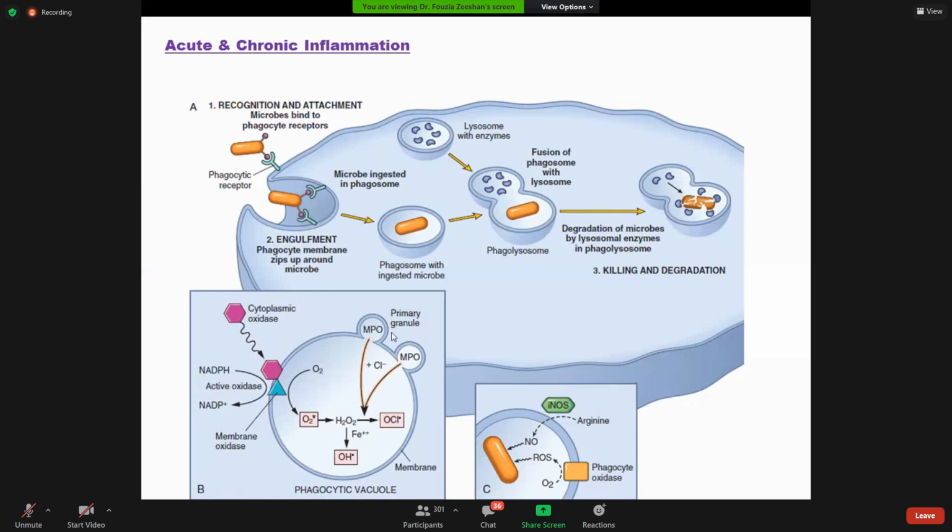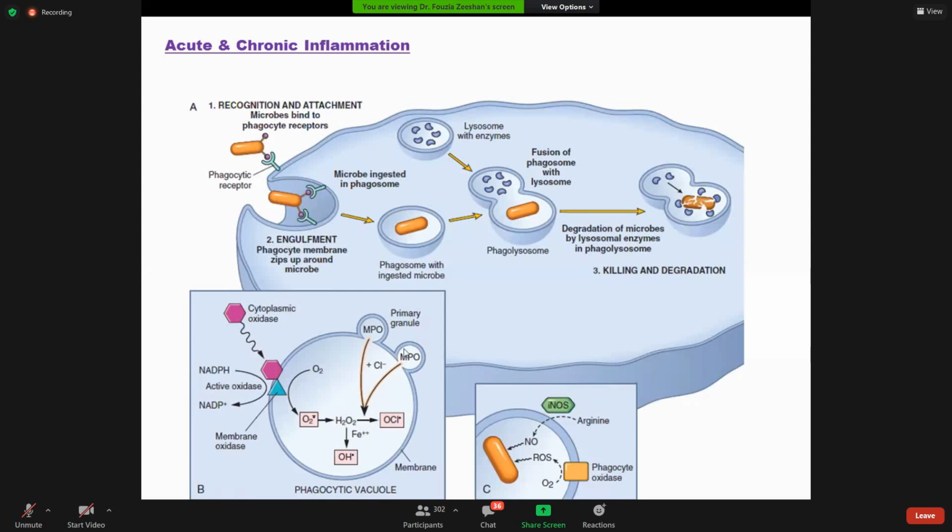There is a complete system of killing mechanisms. There are certain enzymes present in these lysosomes. They produce reactive oxygen or reactive nitrogen species. These reactive oxygen and nitrogen species have the ability to kill microbes. So in this way, these microbes are killed.